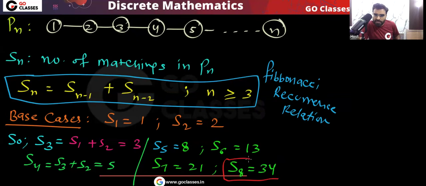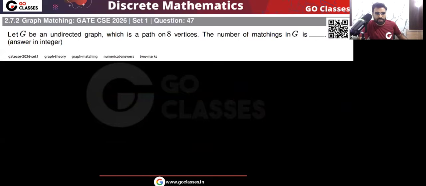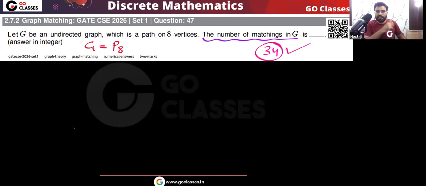This is our GATE 2026 question. So the answer will be 34. I hope you understood. Is this clear to everyone? It was asking the number of matchings in the path graph on 8 vertices. The number of matchings in P8 will be 34. I hope you understood. Let me know, this recursive thinking, did you understand?